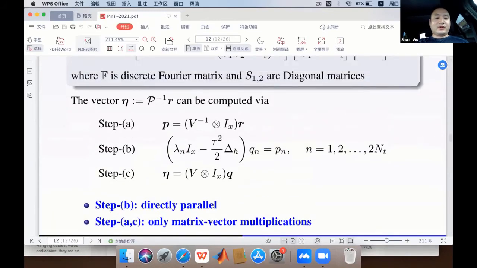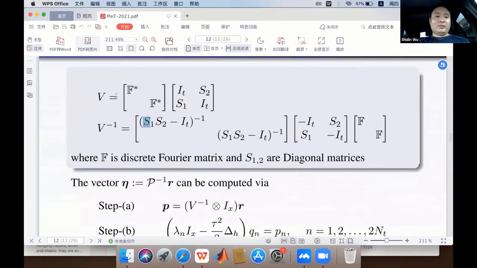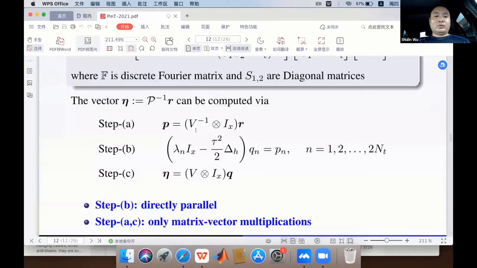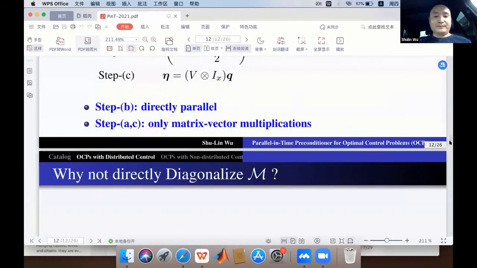The point is that step B is directly parallel. And for the first and the last steps, only matrix vector multiplications are needed. Because the eigenvector matrix V and its inverse are known explicitly, we do not need to solve a linear system for step A and step C, just matrix vector multiplications are necessary.